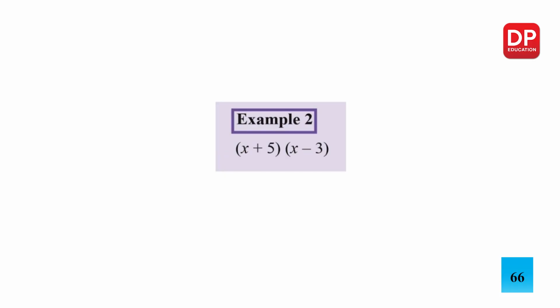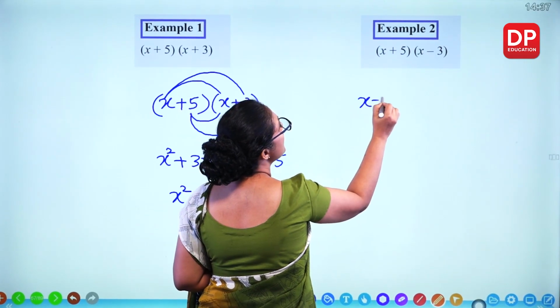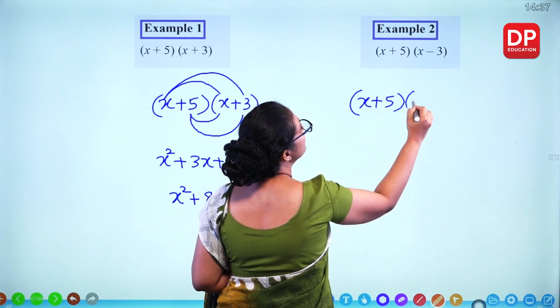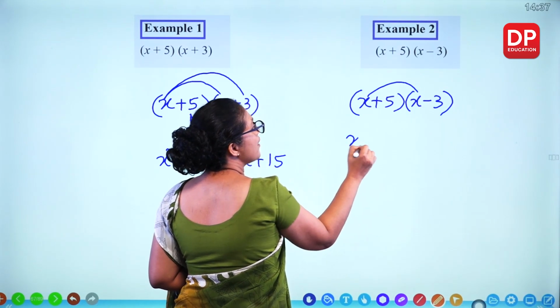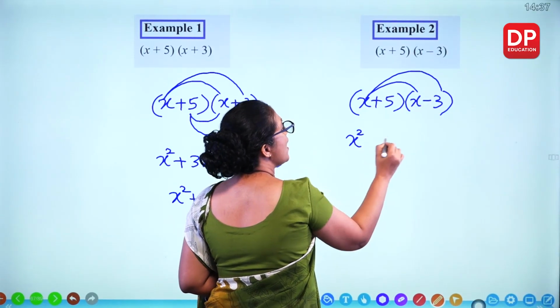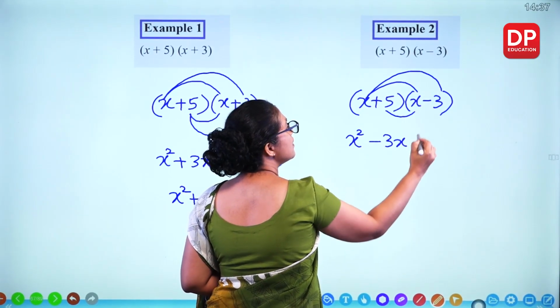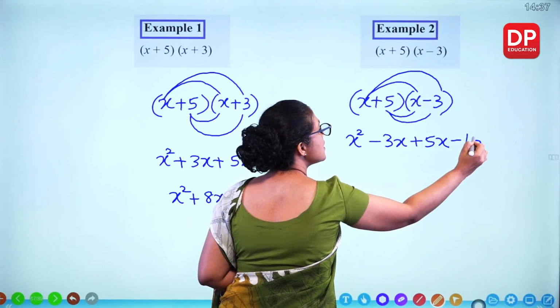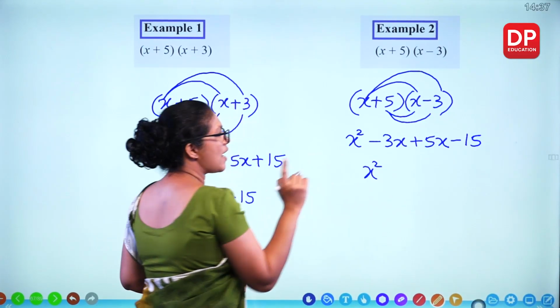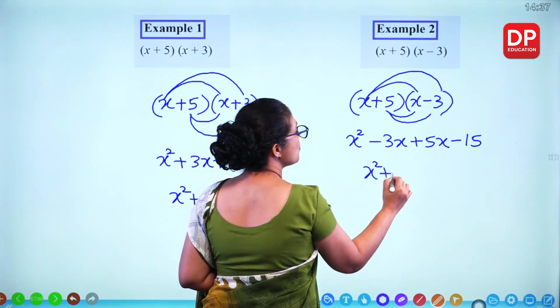This one, use FOIL method again. X squared minus 3x plus 5x and minus 15. You get 5 minus 3 plus 2x.